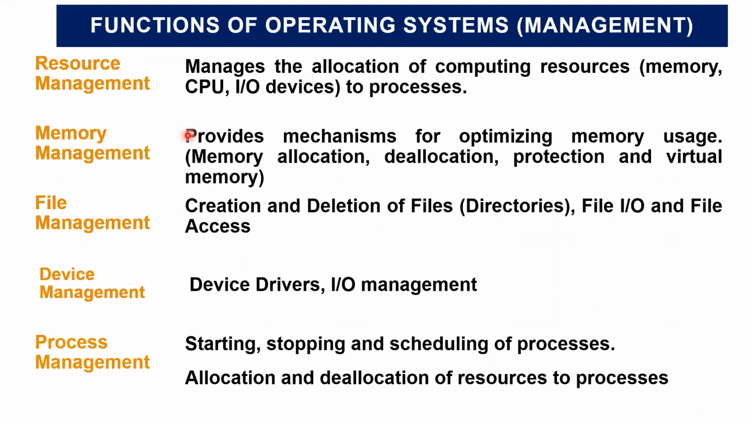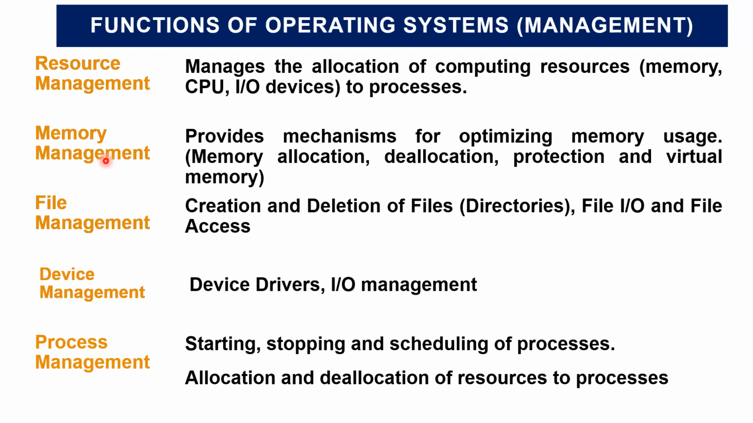The first category is the management functions, in which we have the resource management. In computer science, the computing resources include the CPU, memory, and I/O devices. So operating system is responsible for managing and allocating these computing resources to various processes. Remember, a process is a program that is under execution. Whenever multiple processes are running in the main memory, it is the responsibility of the operating system to allocate the resources to the currently running processes.